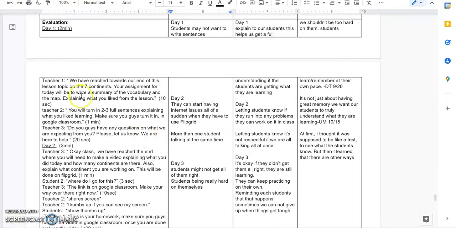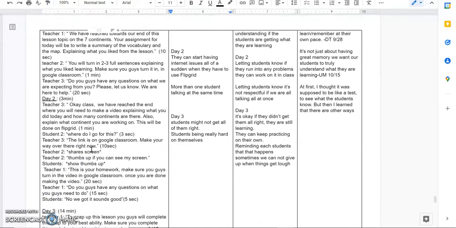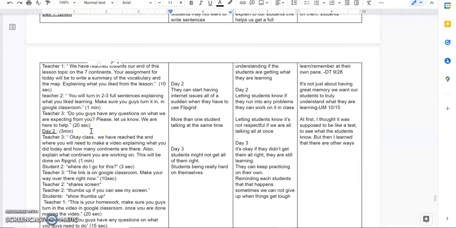And for evaluation on all 3 days, they basically have to write a summary or at least a sentence or 2 about what they learned, or what they didn't like, or what was their favorite part.